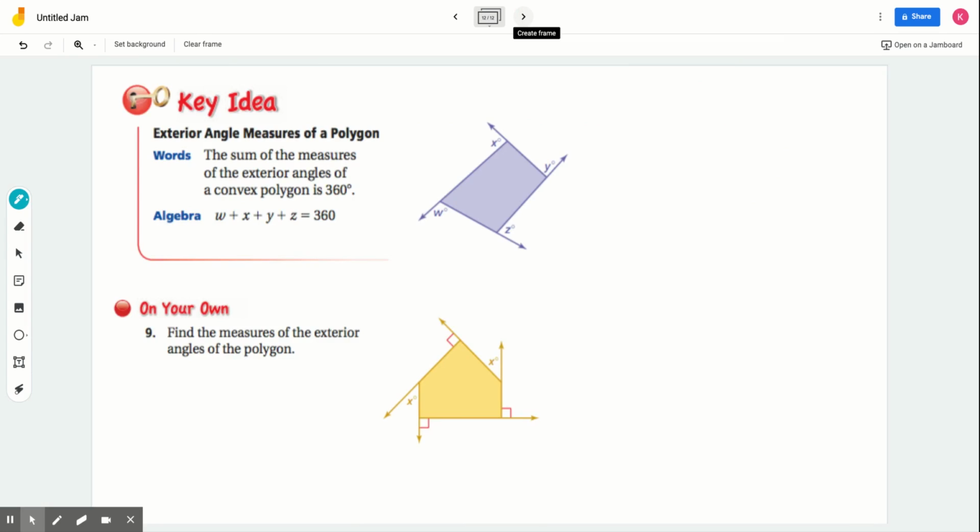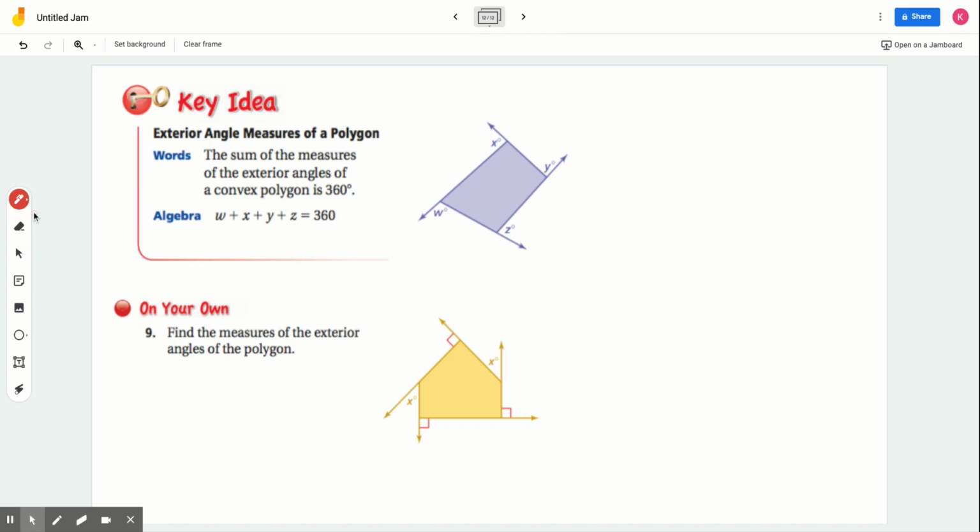Now, on to the exterior angles. So the sum of the measures of the exterior angles of a convex polygon is 360 degrees. So all of the polygons that we're going to look at, those exterior angles are always going to add up to 360. It doesn't matter if the figure has 3 sides, if it has 14 sides, if it has 100 sides. It's going to have an exterior angle sum of 360. So let's take a look at number 9 now. It says find the measures of the exterior angles of the polygon.